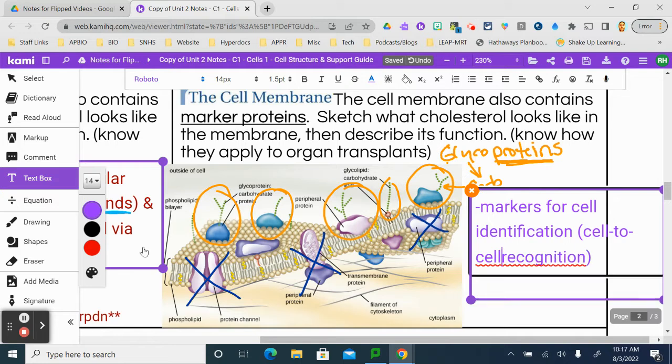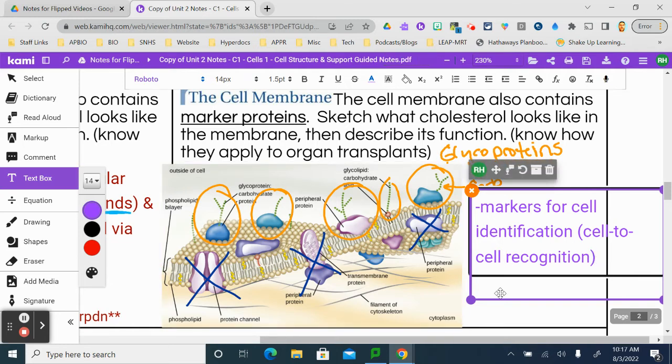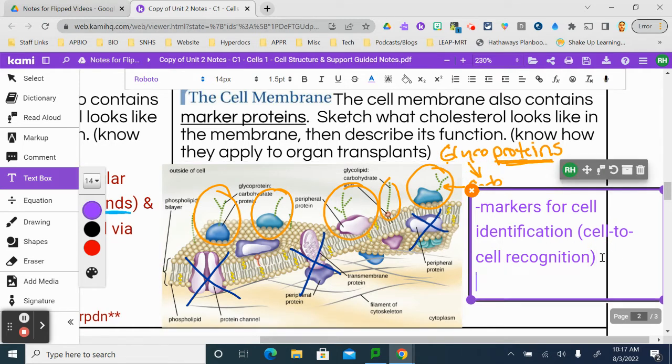Now, what do I mean by cell to cell recognition? Well, cells have to be able to identify other types of cells within the body. For example, your white blood cells have to be able to identify what cells should be there and what cells shouldn't be there. When we talk about cell-to-cell recognition, we're looking at identifying the cell type, meaning: is this a white blood cell? Is this a red blood cell? Is this a skin cell? Is this a certain type of skin cell? A certain type of nerve cell.